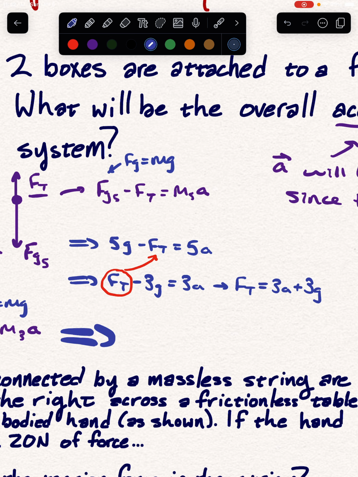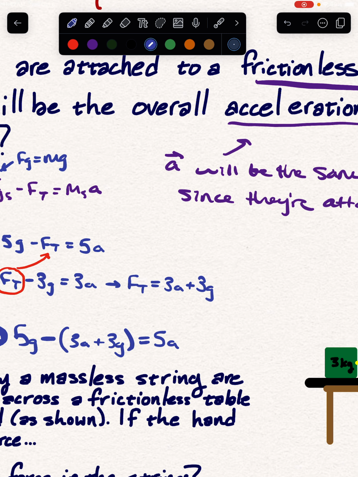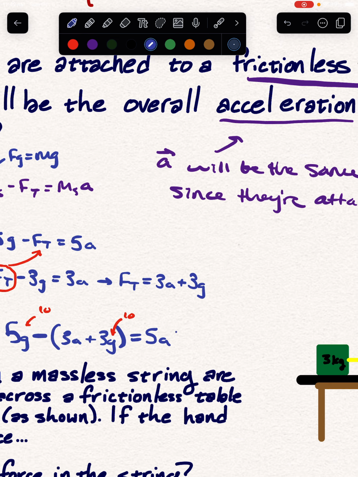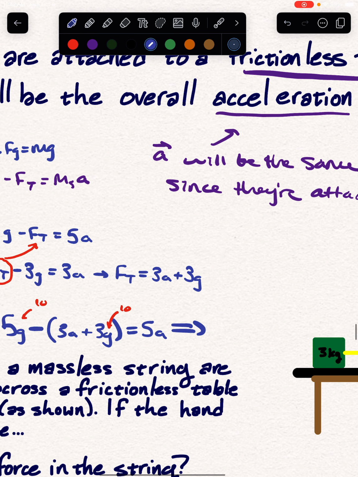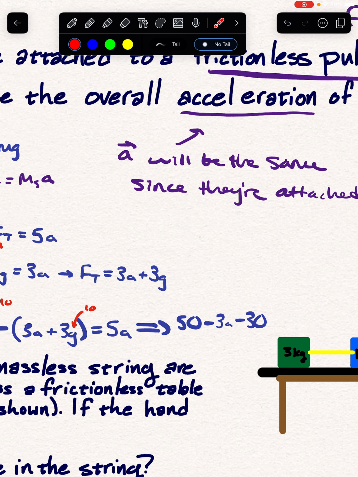So then when I plug in this system of equations, I'm going to get 5g minus, not force of tension, but 3a plus 3g is equal to 5a. And now it's just some algebra. Now I can plug in the acceleration of gravity being equal to 10, because that's going to make this a lot easier. And so then this equation is going to turn out to 50 minus 3a minus 30, because that negative sign gets distributed to each one, right, is equal to 5a.